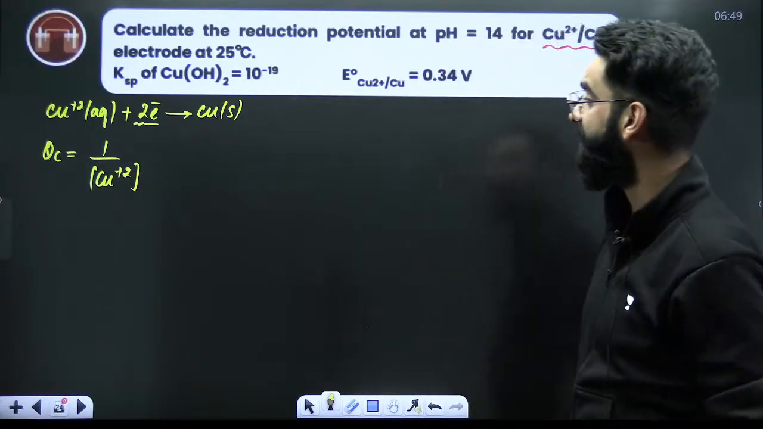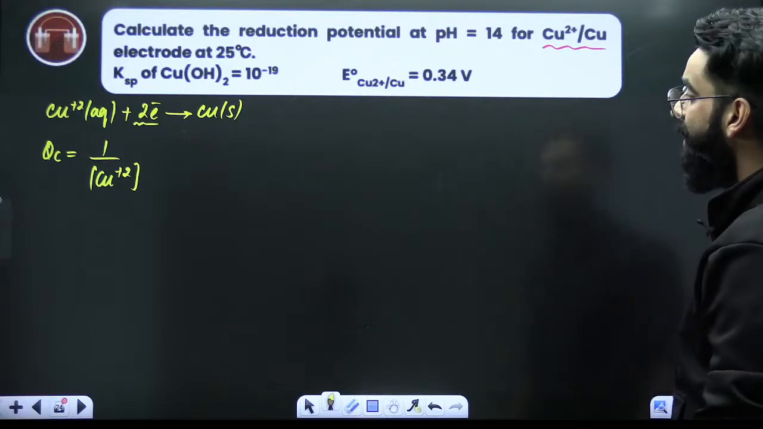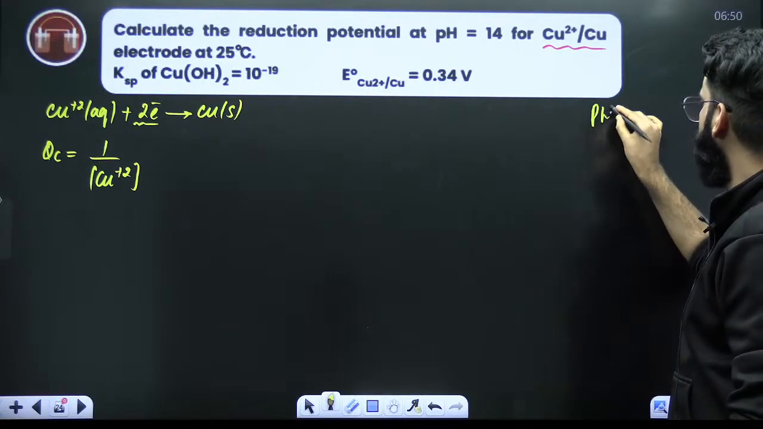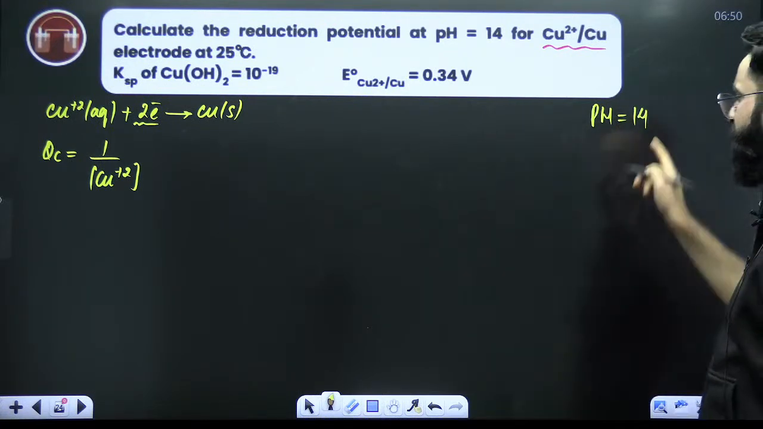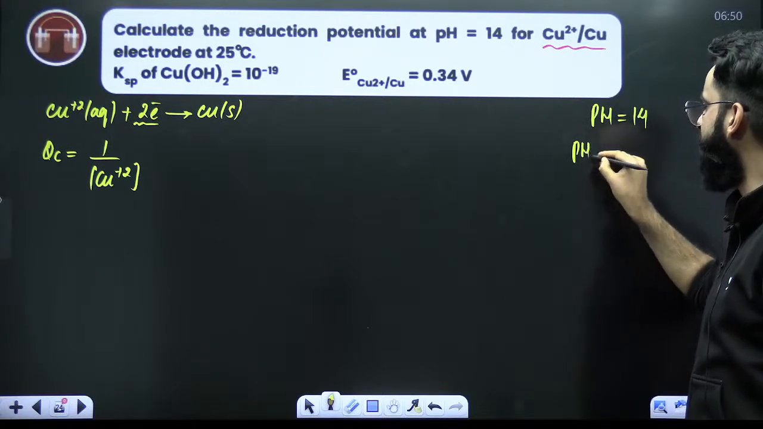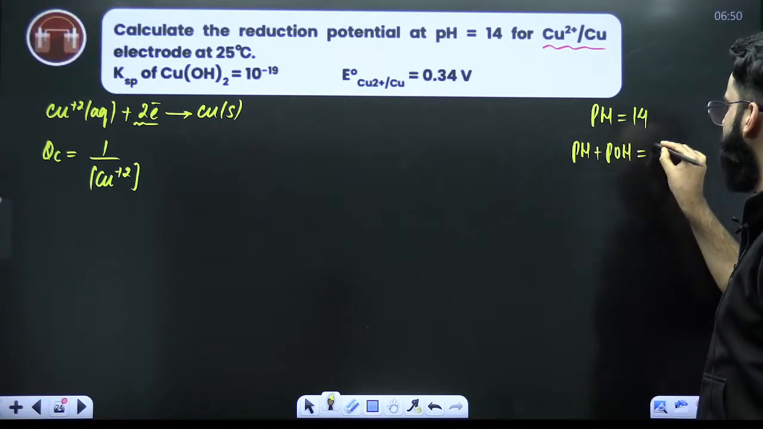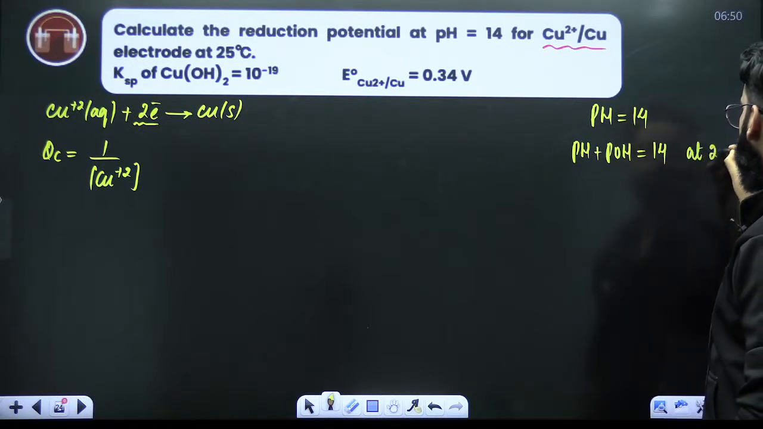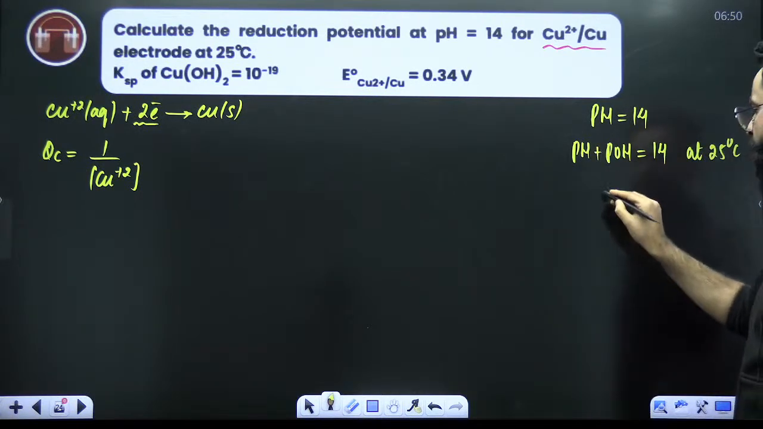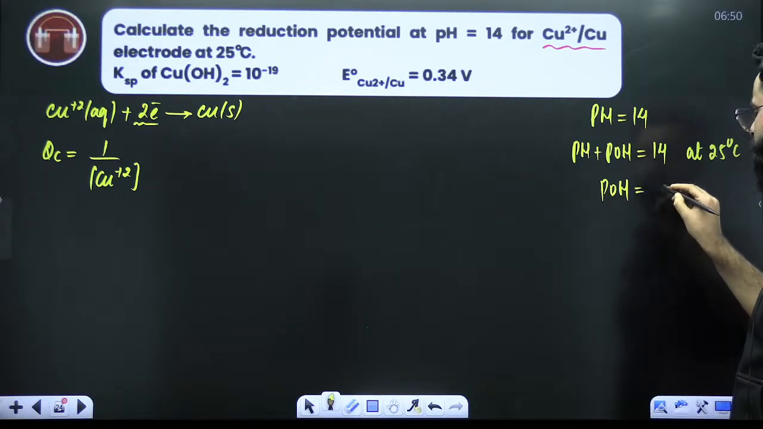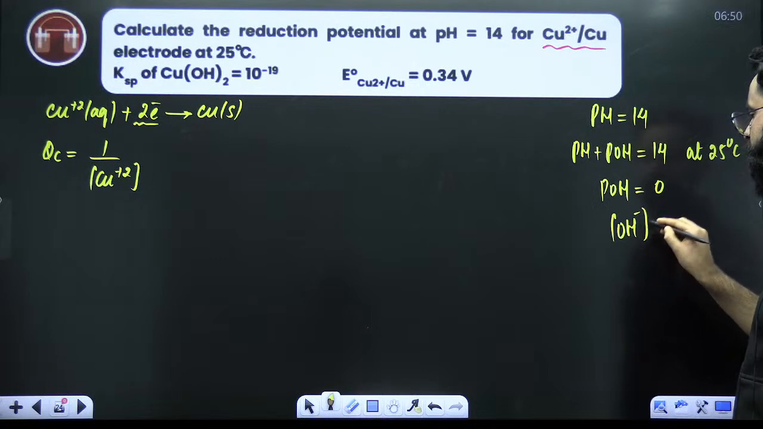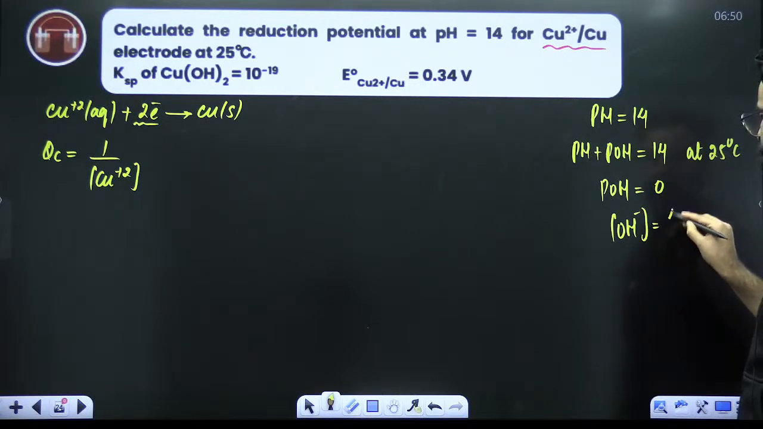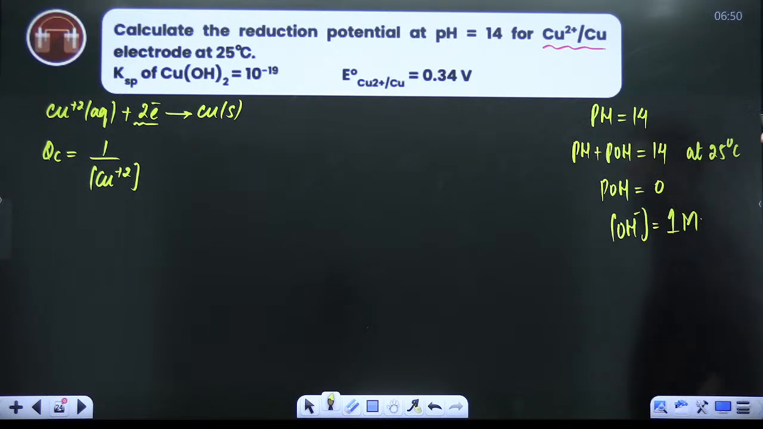Now what all things will I be doing? Have a look. As per the question, pH is given to us as 14, right? Now, if pH is 14, you know at 25 degrees centigrade, pH plus pOH is 14. You must be knowing this, right? If pH is 14, from here I'll calculate pOH. pOH will be 0. If pOH is 0, what will be the OH negative concentration? It's going to be 10 raised to the power minus 0, that is 1. So I could calculate the OH negative concentration from here.